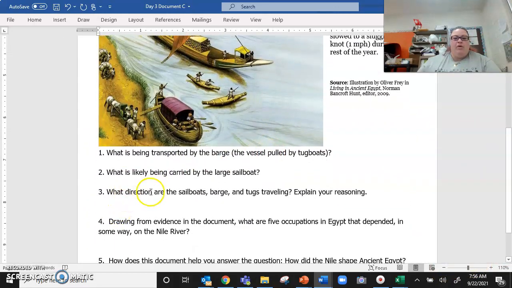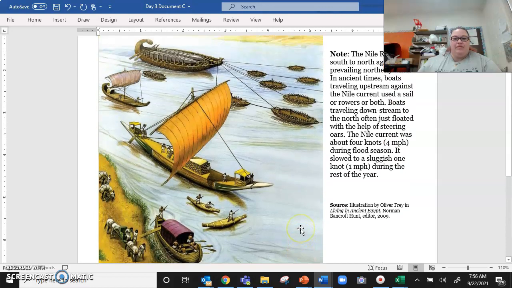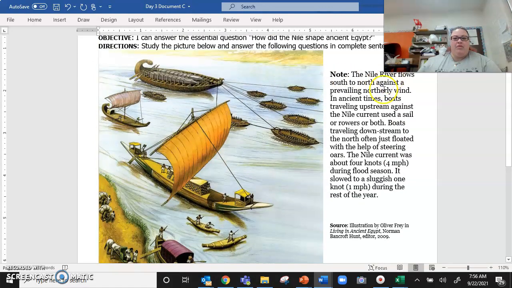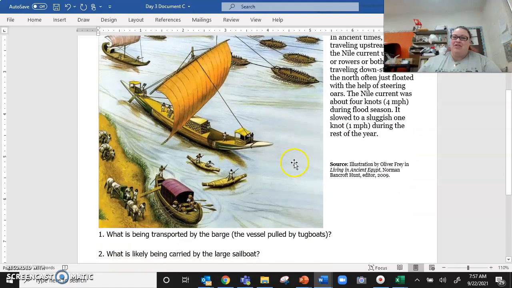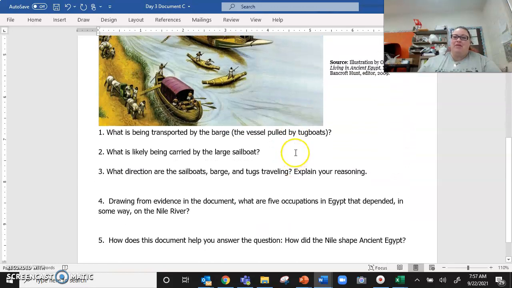Number 3, what directions are the sailboats, barge, and tugs all traveling? Explain your reasoning. Remember the note. Are they going south? Are they going against the river? Or are they going north? Are they flowing with the river? And then tell me how you know. You can't just say they're going north or they're going south. You have to tell me how you know.